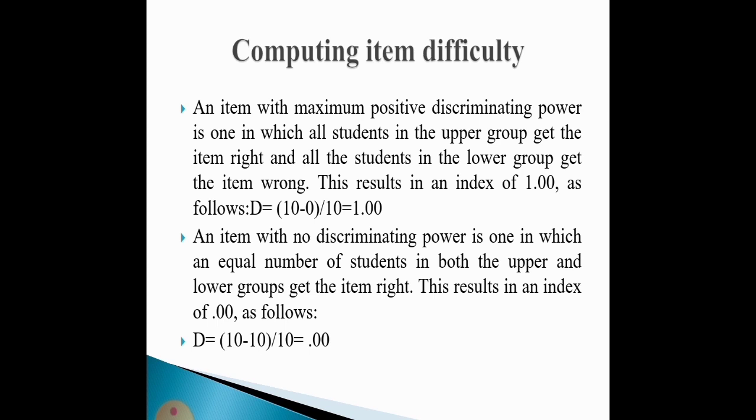An atom with no discriminating power is one in which an equal number of students in both the upper and lower groups get the atom right. This results in an index of 0: 10 minus 10 divided by 10 is equal to 0.